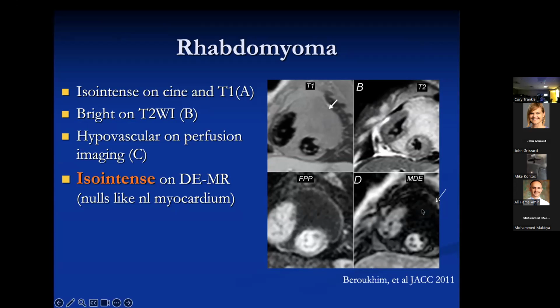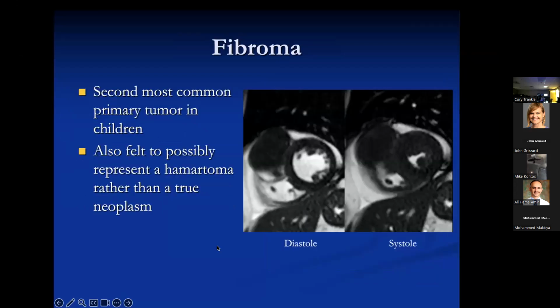And then this is really important: on the delayed enhancement, or LGE, they're calling it the MDE, but the delayed enhancement sequence, it's iso-intense to muscle. And if you think about it, it's made up of rhabdomyocytes. So maybe that makes sense, right? So it's not bright, it's iso-intense, it's dark, it nulls with normal myocardium, right? Contrast that in a second here. We're going to talk about fibromas.